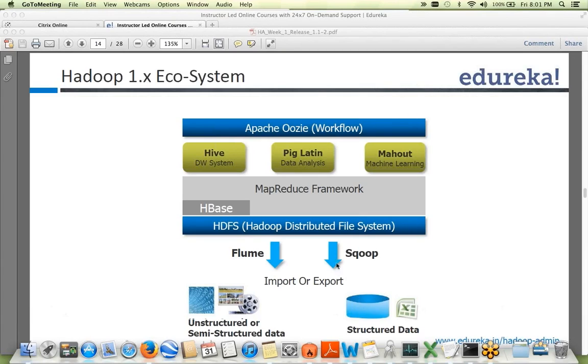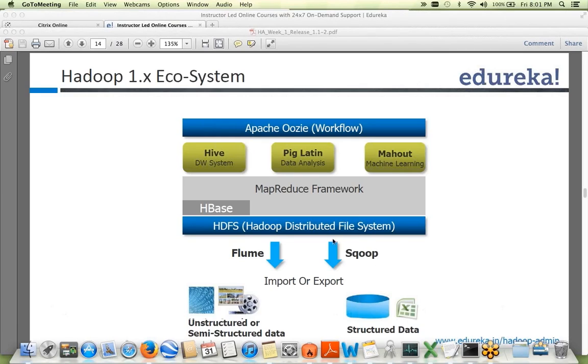And if we have to do import or export, then we have a tool called Scoop, which is SQL on Hadoop. It lets you get structured data from Oracle or DB2 or those kind of databases to Hadoop, or it can get the results back from Hadoop to the databases. So that's the database connectivity that we have.